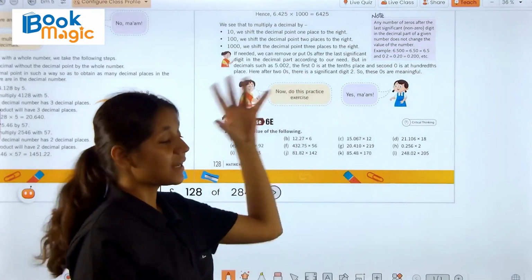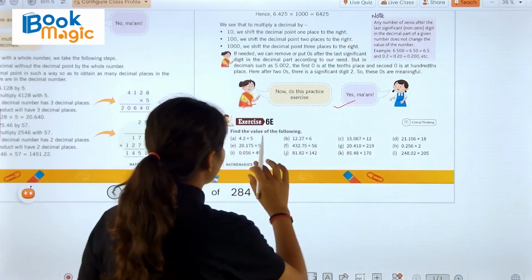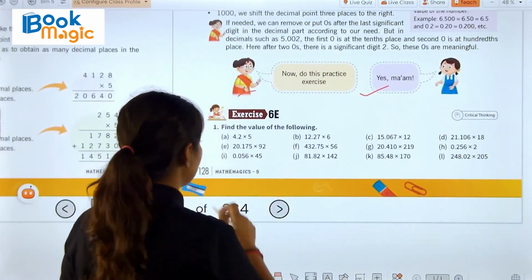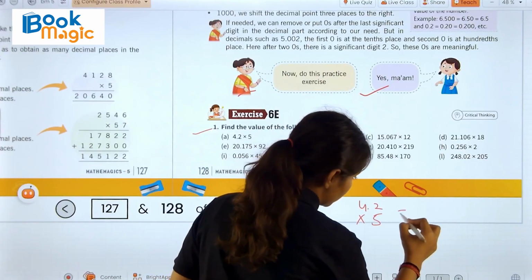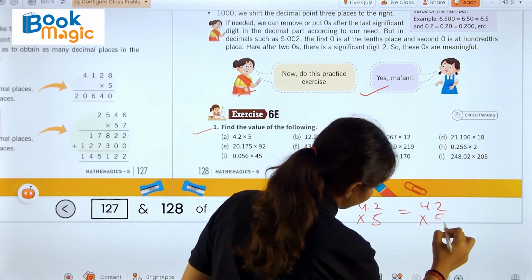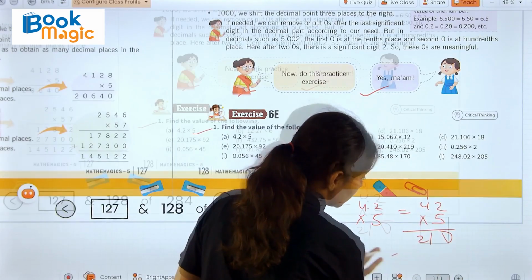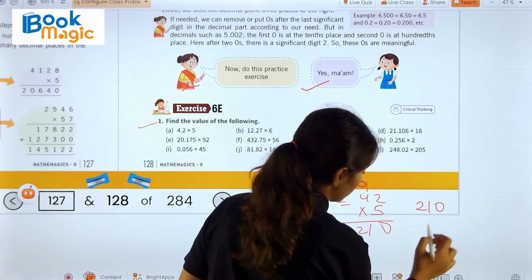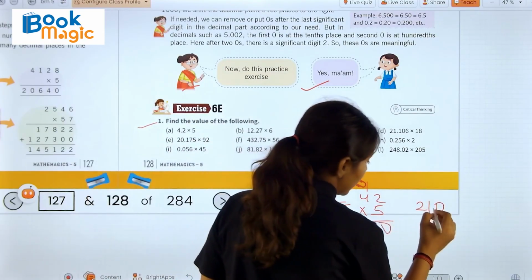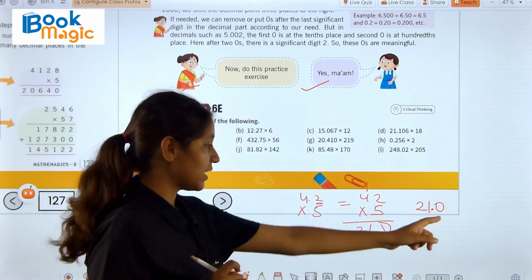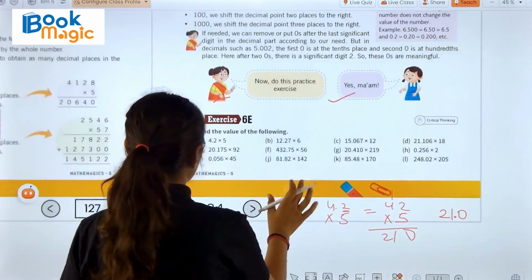So अब सारे concept को समझकर हम practice exercise की ओर बढ़ते हैं. Student replied yes ma'am. Exercise 6E, find the value of the following. 4.2 into 5. So just multiply 42 with 5. 5 2s are 10, 5 4s are 20 plus 1 is 21. So it's 2, 1 and 0. So we can see here it is one digit and then decimal. So we are inserting here decimal by leaving the one digit from the right.